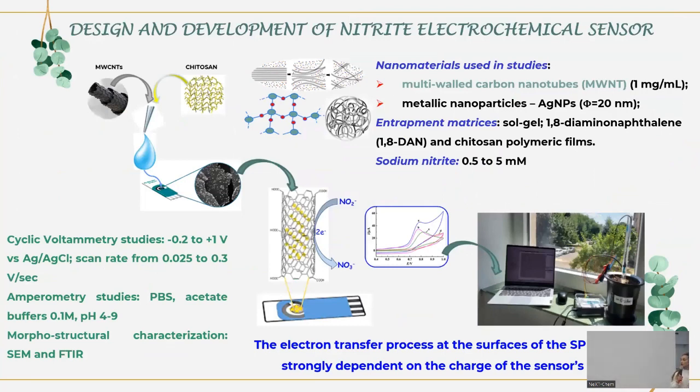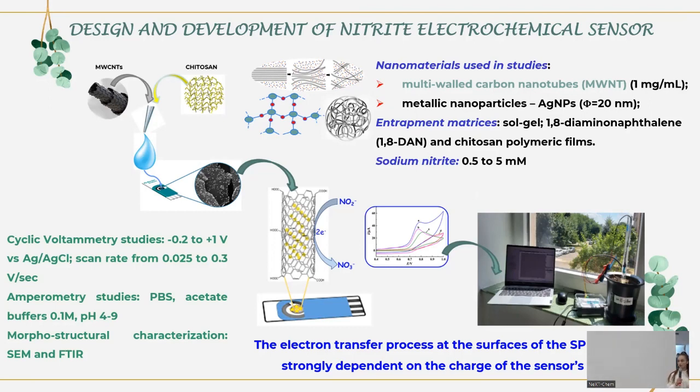Our work involved the modification of commercial screen printed electrodes with nanomaterials, nanocomposite materials obtained by the dispersion of multi-walled carbon nanotubes and metallic nanoparticles into different matrices of ionic liquids, sol gel, diaminonaphthalene, and chitosan polymeric films. To characterize and optimize the electrodes, cyclic voltammetry studies were used, and for nitrate quantification, we used the amperometric technique.